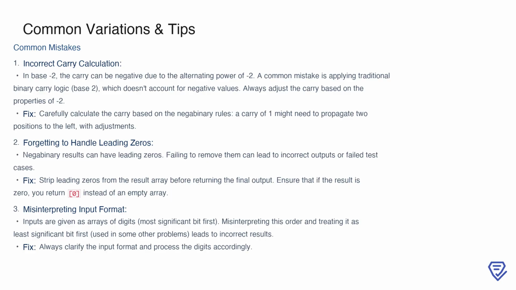Another mistake to avoid is misinterpreting the input format. Negabinary inputs are given as arrays of digits where the most significant bit comes first. If you treat the input as least significant bit first, you'll end up with incorrect results. Always confirm the input format and process the digits in the correct order.